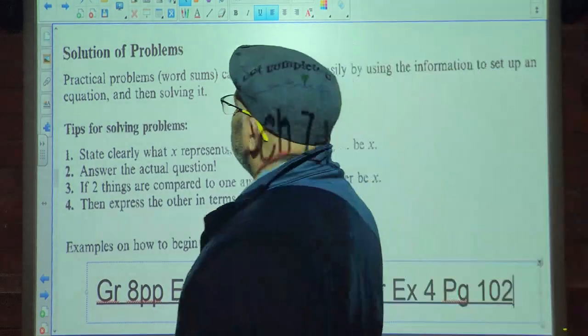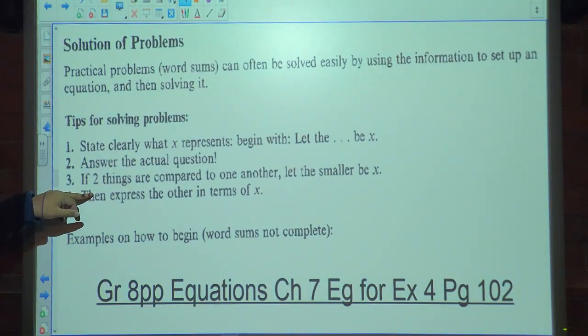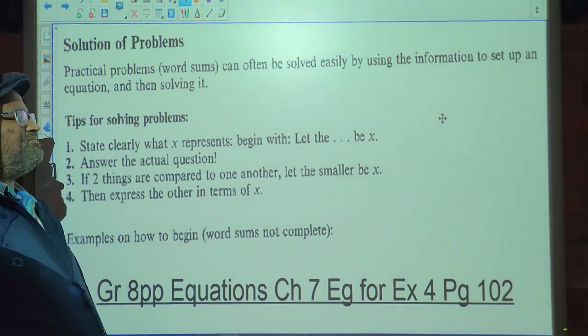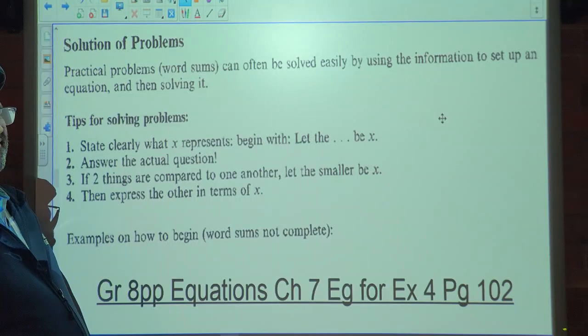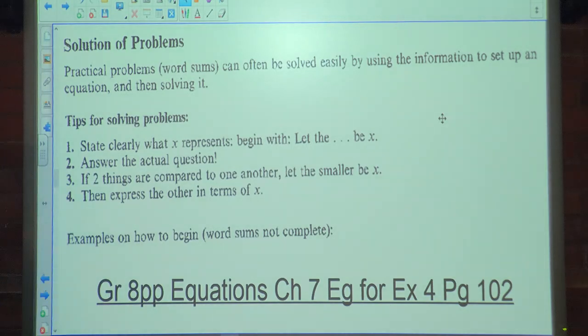Okay, so a solution to problems, or word problems. Practical problems or word sums can often be solved easily by using the information to set up an equation and then solving it. Tips for solving problems: number 1, state clearly what x represents. Begin with let the whatever be x. Number 2, answer the actual question. Number 3 says if two things are compared to one another, let the smaller one be x. Then number 4, express the other in terms of x.